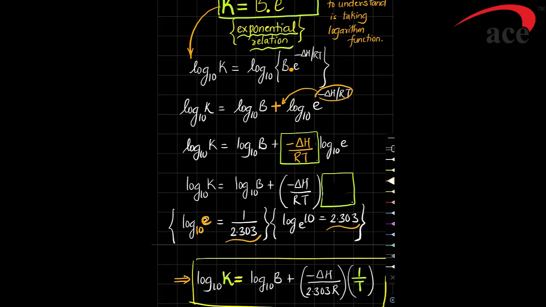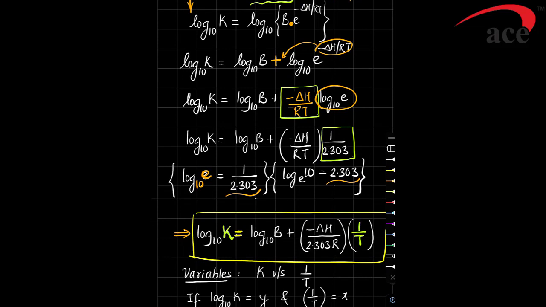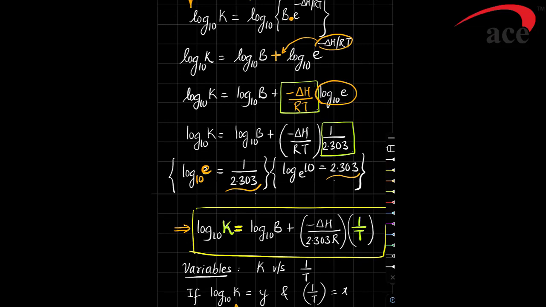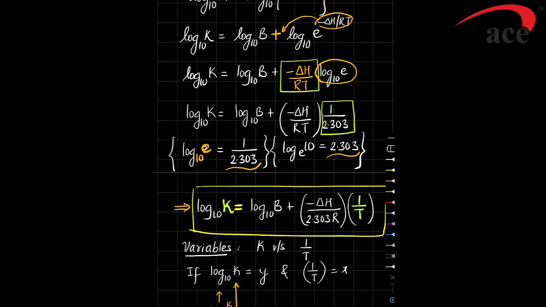We want the value of log e. If you want the value of log e, then it will be 1 upon 2.303. So log of K is equal to log of B plus minus delta H by RT upon 2.303. So log of K is log of B plus minus delta H by 2.303 R, and 1 by T has been taken out separately.